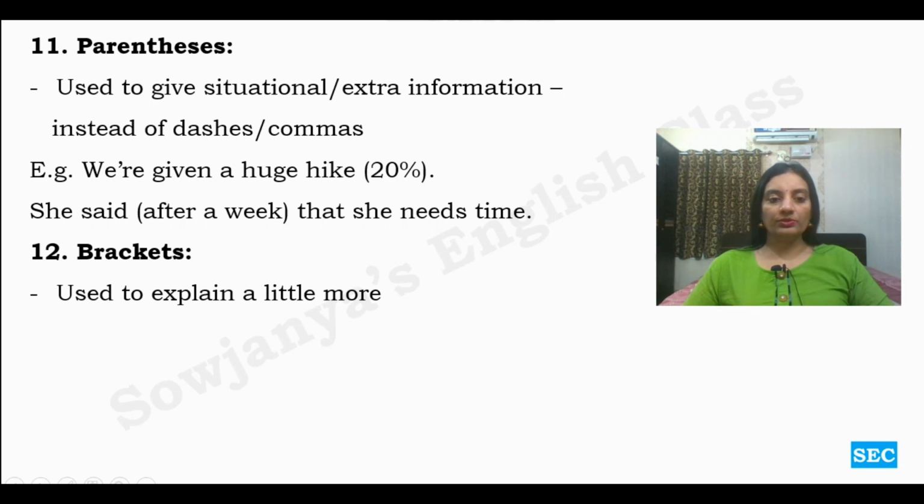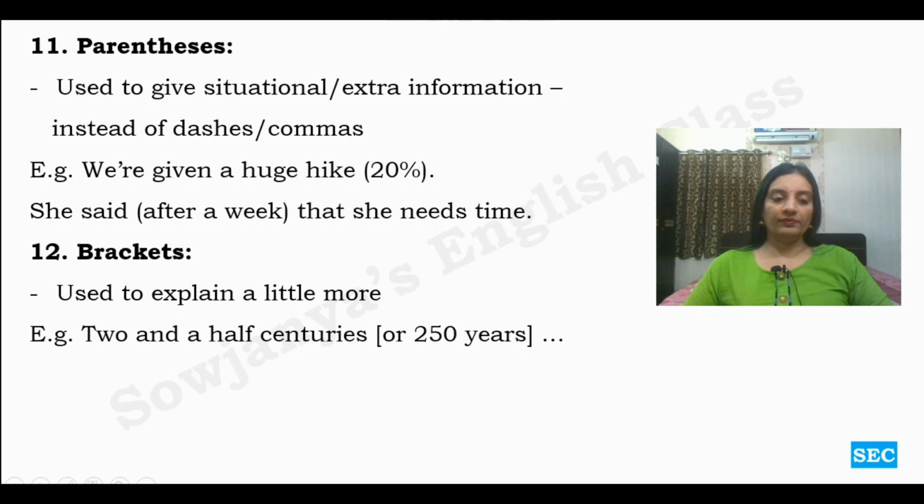Brackets are used to explain a little more. For example, 2.5 centuries. What does it mean? Or 250 years. Okay. Brackets are mostly used in editing. 2.5 centuries, then the editor puts it over here in brackets, or 250 years, so that the information is understandable for all sorts of readers. Some may not understand what a century is, so for such readers' convenience, the editor makes these changes.